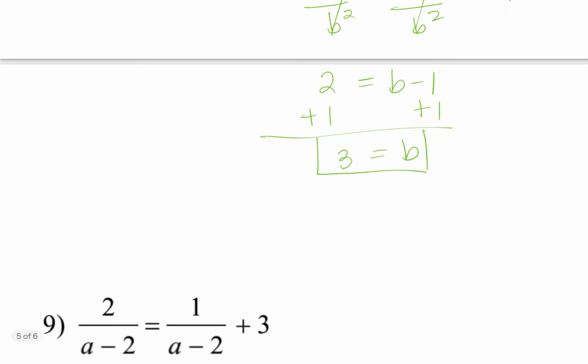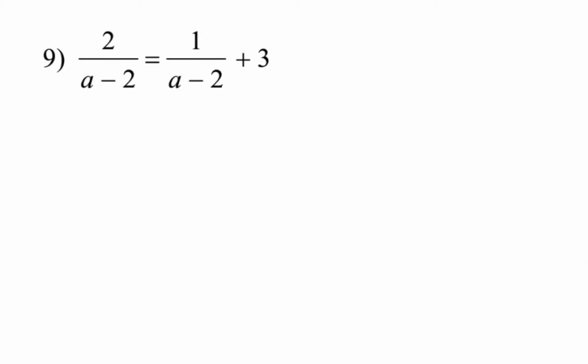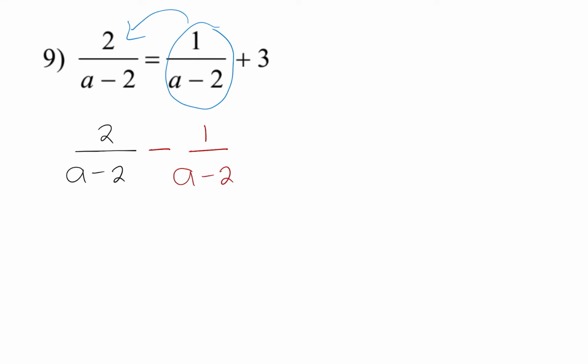All right, let's try this problem right here. When you see a problem just like this, there is a way in order for a minus 2 to be moved to the left side of the equation. If I move this to the left side of the equation, that would make the whole fraction negative. So let's try and do that. That would be 2 over a minus 2, and as I move the whole fraction, that will be minus 1 over a minus 2. And then the right hand side will just stay 3.